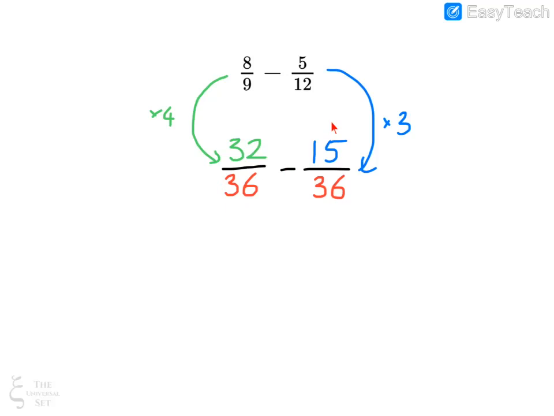Okay, so 32/36, take away 15/36. That's going to leave me with 17/36. Because the denominator stays the same, the 36 stays the same. 32, take away the 15, is 17. Final example we'll look at then.